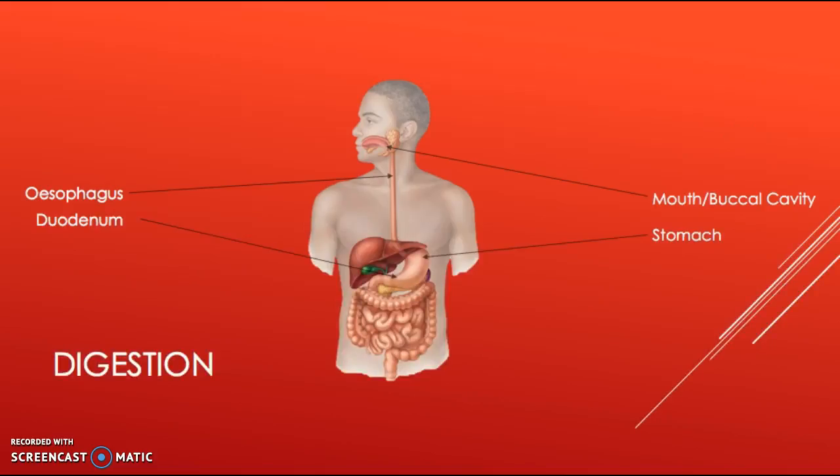So initially, when food is eaten, it will be chewed up by the teeth in the mouth, or the buccal cavity. Saliva in the mouth contains amylase, which starts the process of breaking down foods. Amylase breaks down the carbs.